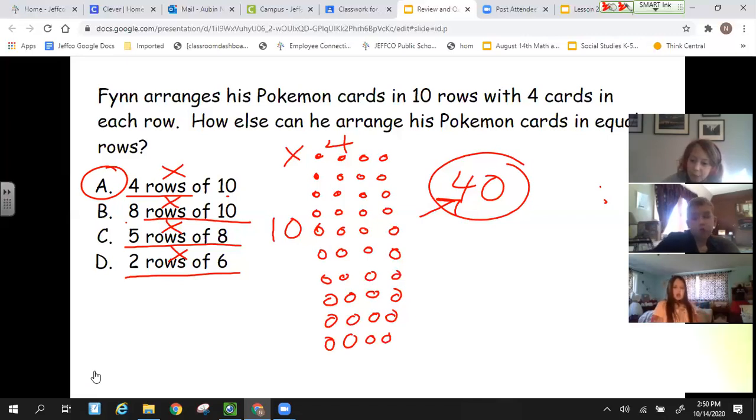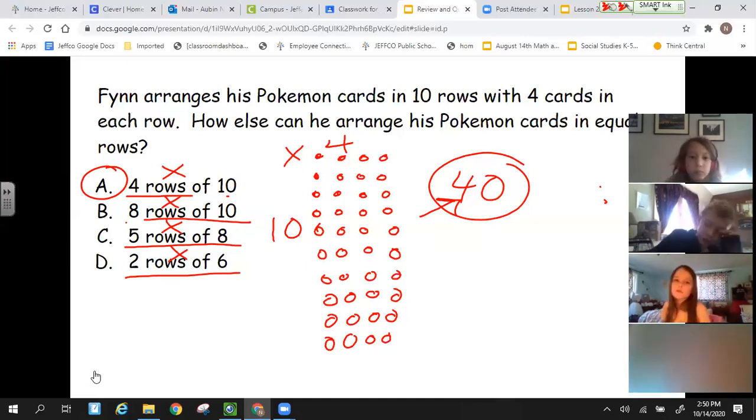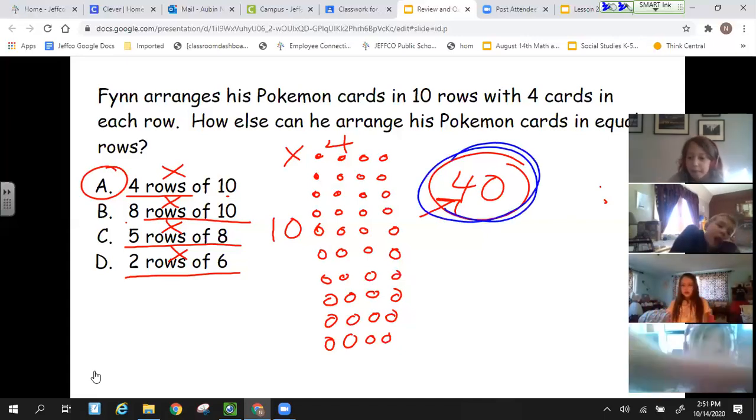There's more than one answer. You are going to have more than one answer. I'm giving you another hint. Let's use process of elimination. Have we talked about that? We do that when we cross out our ones and out. So could we arrange 40 of Finn's Pokemon cards in 8 rows of 10?